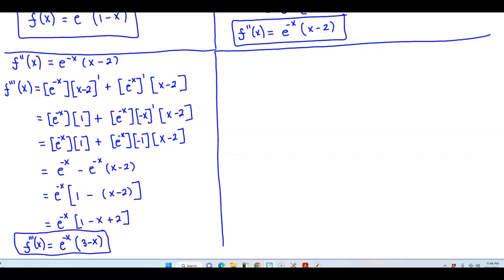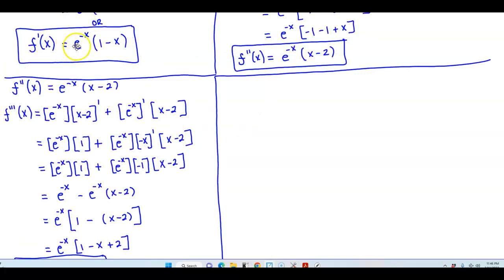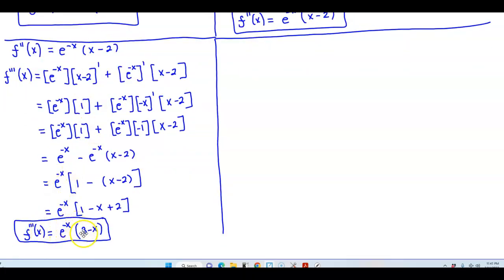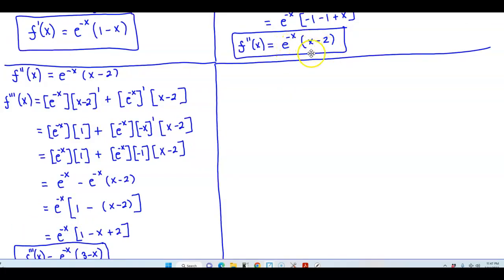Okay, so let's take a look here. We can see the pattern so far: the first derivative is e to the negative x times 1 minus x. Second derivative is e to the negative x times x minus 2. If you take a look at the third derivative, we have e to the negative x times 3 minus x. Now let's find the fourth derivative. So we have the third derivative of x, which is equal to e to the negative x times 3 minus x. Now let's find the fourth derivative. So we take the first function, e to the negative x, multiply it by the derivative of the second function, plus the derivative of the first function times the second function, 3 minus x.